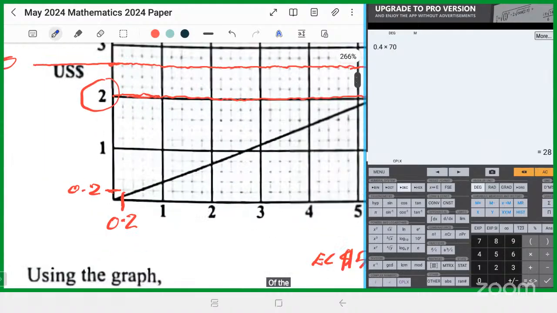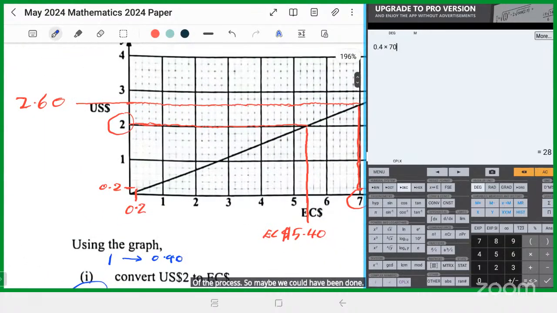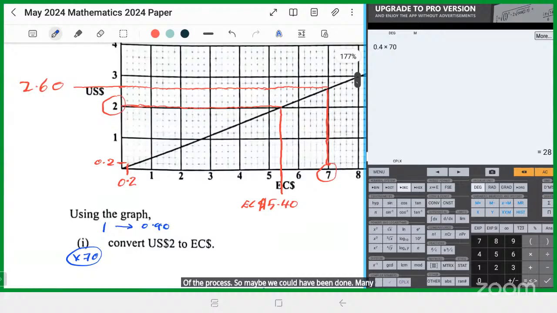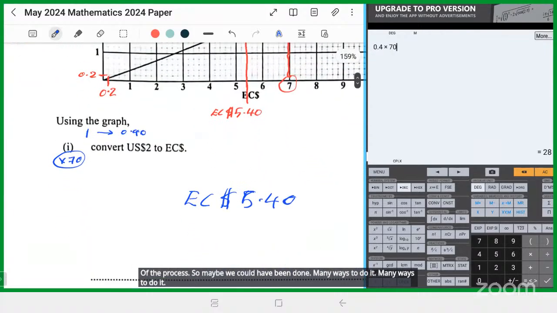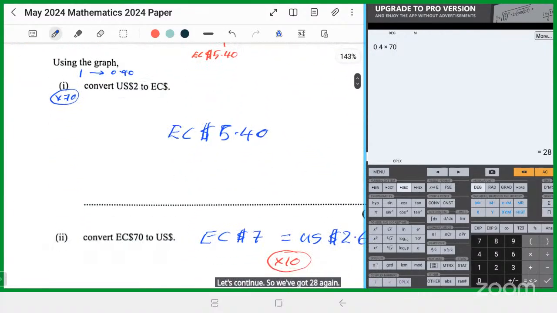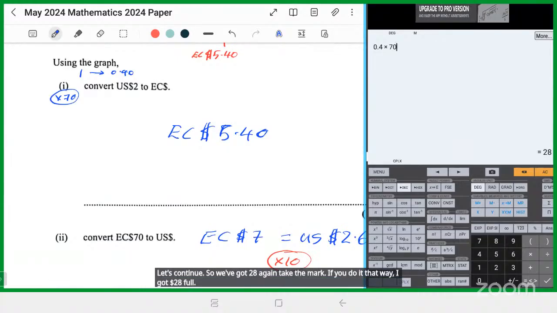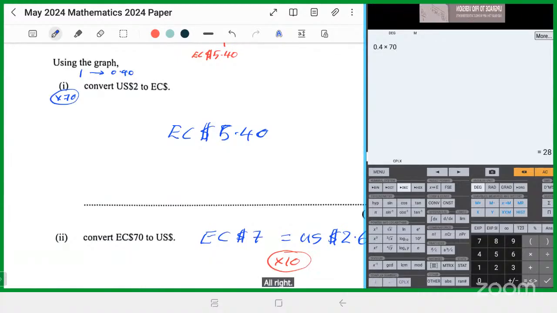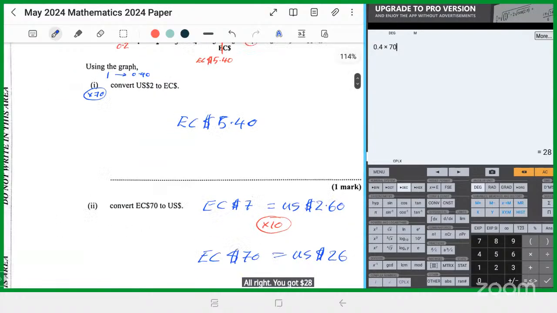All right, so maybe it could have been done that way as well. Many ways to do it. All right, let's continue. So if we got 28, you can take the mark. If you did it the way you did, and you got $28, you can take the mark for it. How many marks is it for?